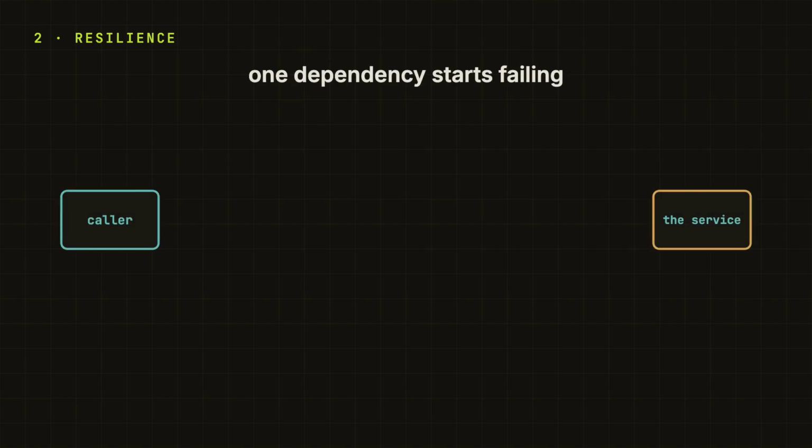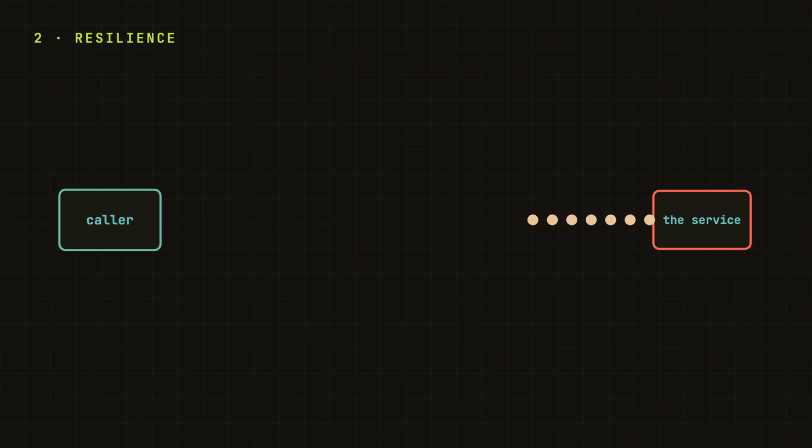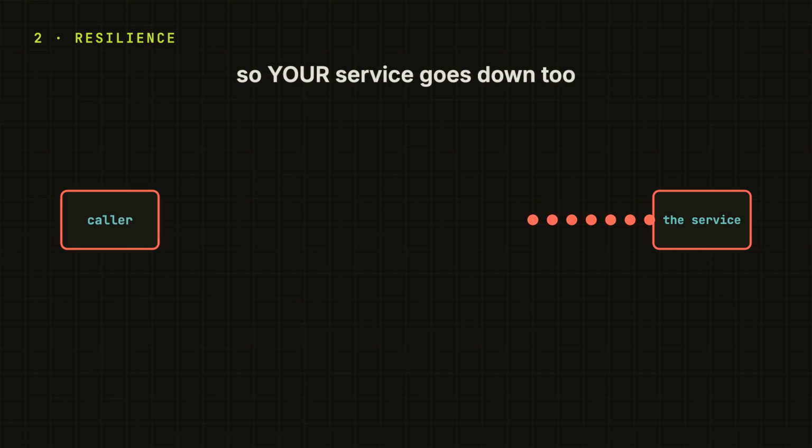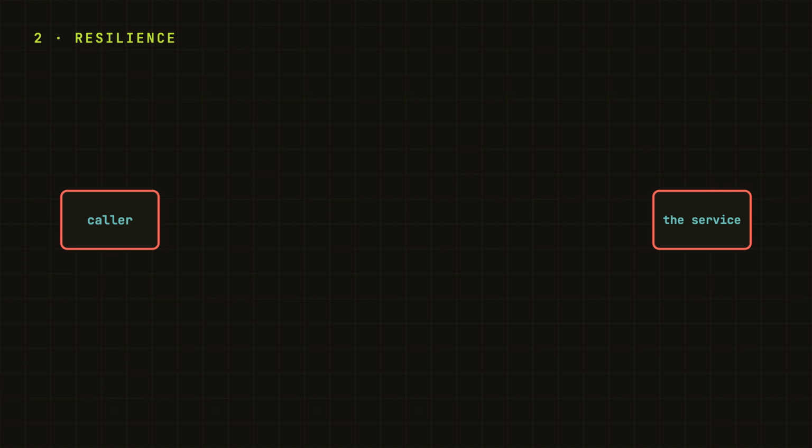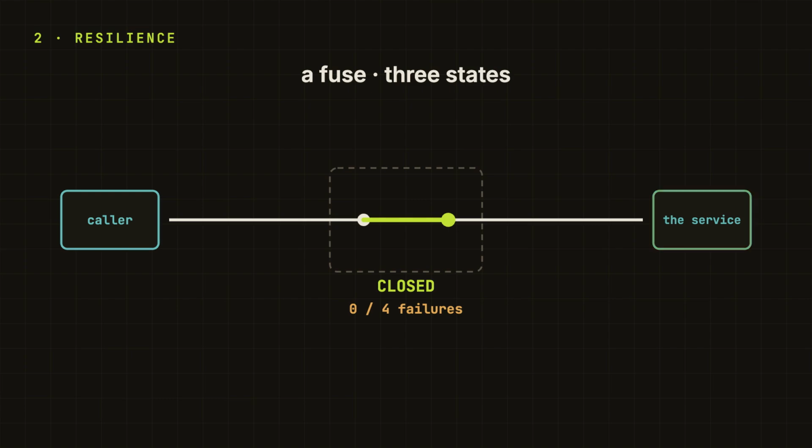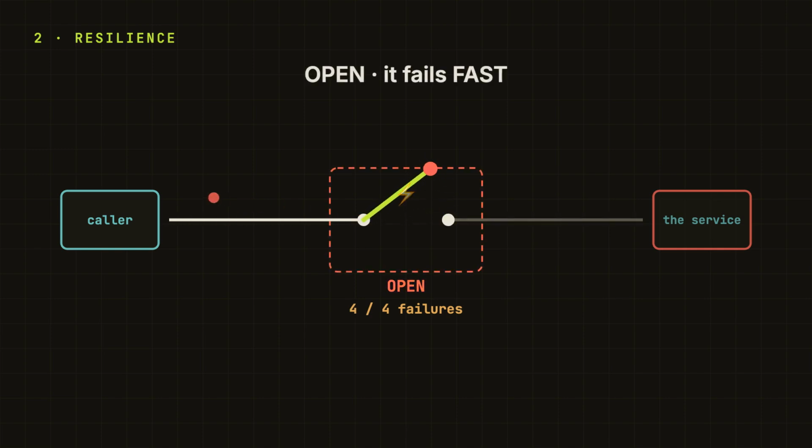And the fourth is the circuit breaker, a really elegant one. Imagine one service your store depends on becomes very slow or starts failing. If you keep calling it, your requests pile up waiting and your service goes down as well. The failure spreads. A circuit breaker prevents that. It works exactly like an electrical fuse with three states. Normally it is closed, calls flow through. But if it sees too many failures, it trips to open. And now it stops calling that service entirely and fails fast, giving the sick service room to recover.